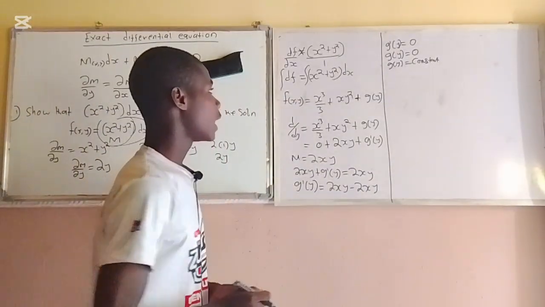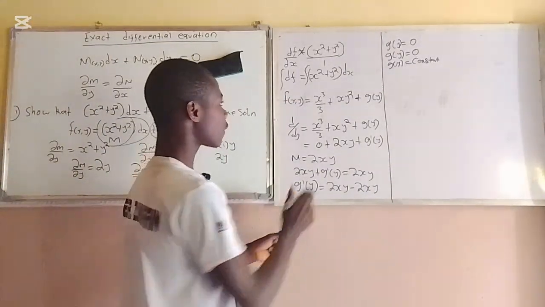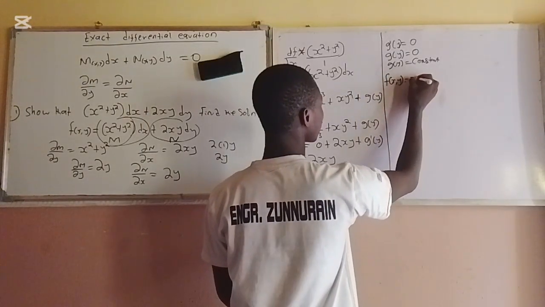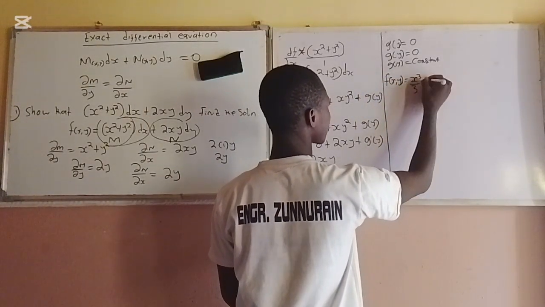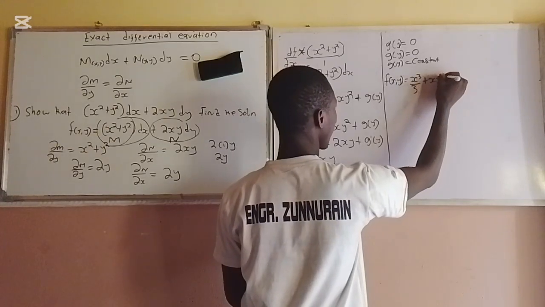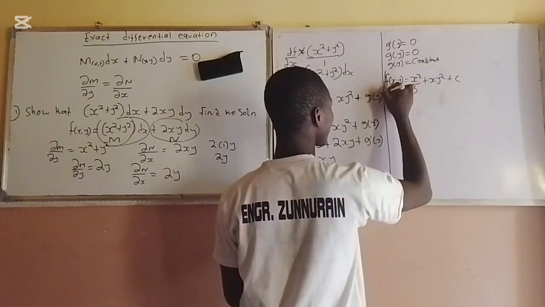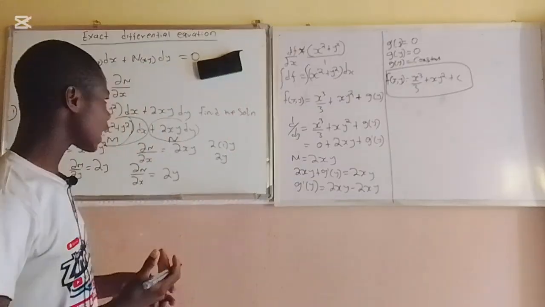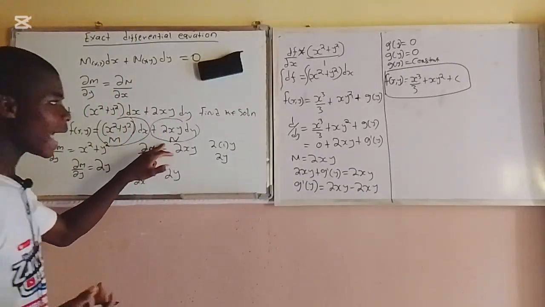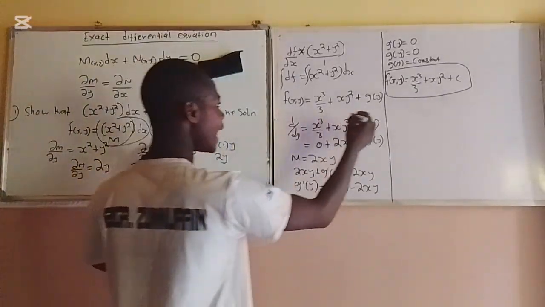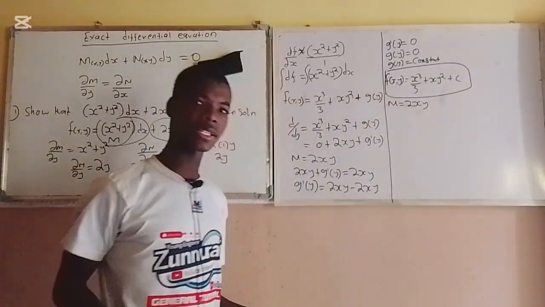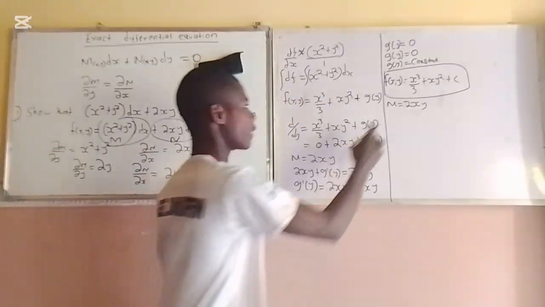So the final solution of this should now be: the f of x, y should now be x cubed divided by 3 plus xy squared plus constant. And therefore, to prove this, I can use the second value, n. As I said, n is equal to 2xy.